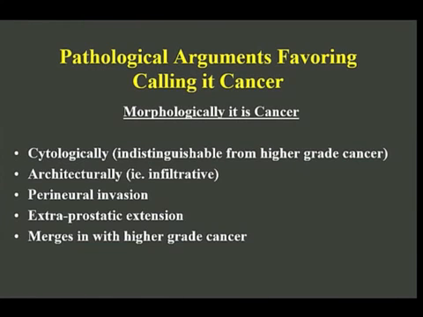So first, from the morphology standpoint, Gleason 6 is cancer. Cytologically, at high power it's indistinguishable from Gleason pattern 4, from a pattern 3. Architecturally, it's infiltrative like cancers. There's perineural invasion. We see Gleason 6 cancers going outside of the prostate, and it merges in with higher grade cancer. I won't talk much about the molecular, but one of the hallmarks of an aggressive prostate cancer is loss of PTEN, and 10% of Gleason 6 prostate cancers have a loss of PTEN.